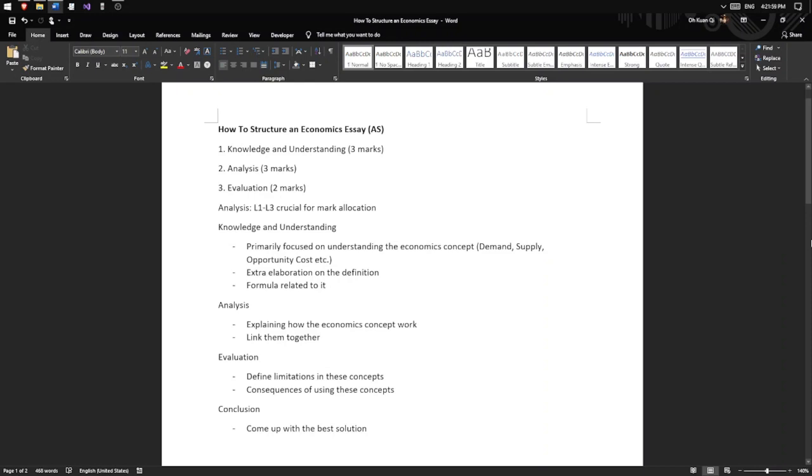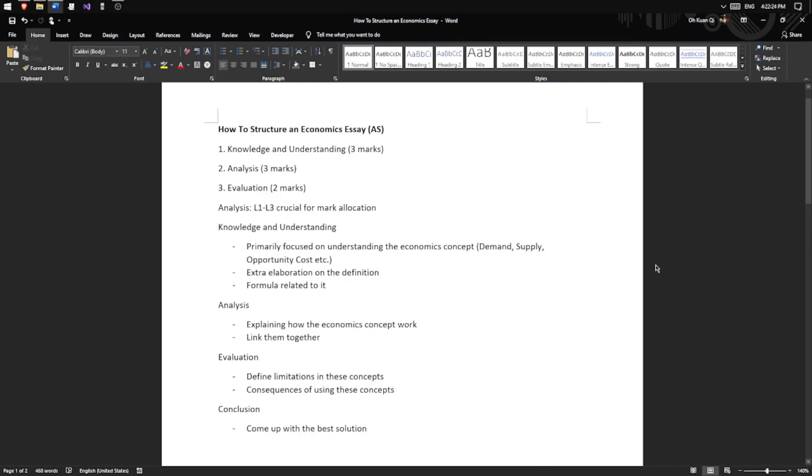All right. So now let's look at the core essentials for creating an 8 marks essay. First of all, it has to be knowledge and understanding, which carries 3 marks. Second is analysis, which also carries 3 marks. And then evaluation carries 2 marks. So for knowledge and understanding, you need to look at 3 things. The first thing has to do with the definition of the economics concept.